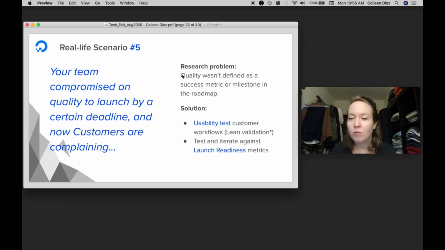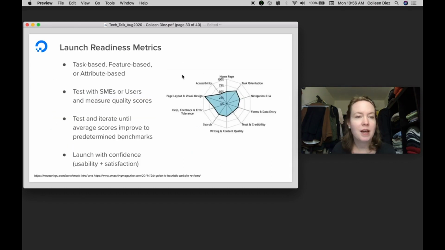But a more advanced research method you could use is to test and iterate against your launch readiness metrics. And what do I mean by that? Launch readiness metrics, you can put these together in different ways. They can be task based, based on the most common user tasks for your product or your feature.